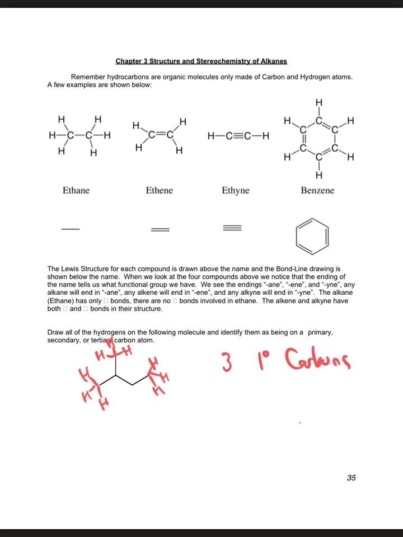And then in blue, we'll show the secondary carbon with its hydrogens. A secondary carbon has two carbons off of it. And then in green, we'll show the last hydrogen. There's one tertiary carbon with the one green hydrogen on it. So a tertiary carbon has three carbons off of it, a secondary carbon has two, and a primary has one carbon off of it.